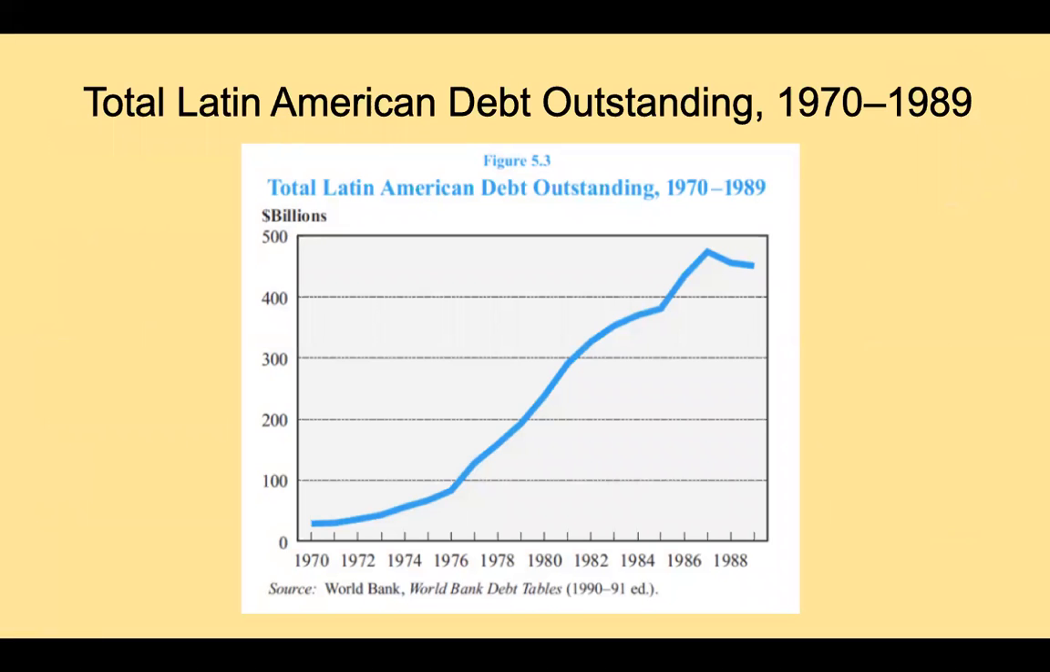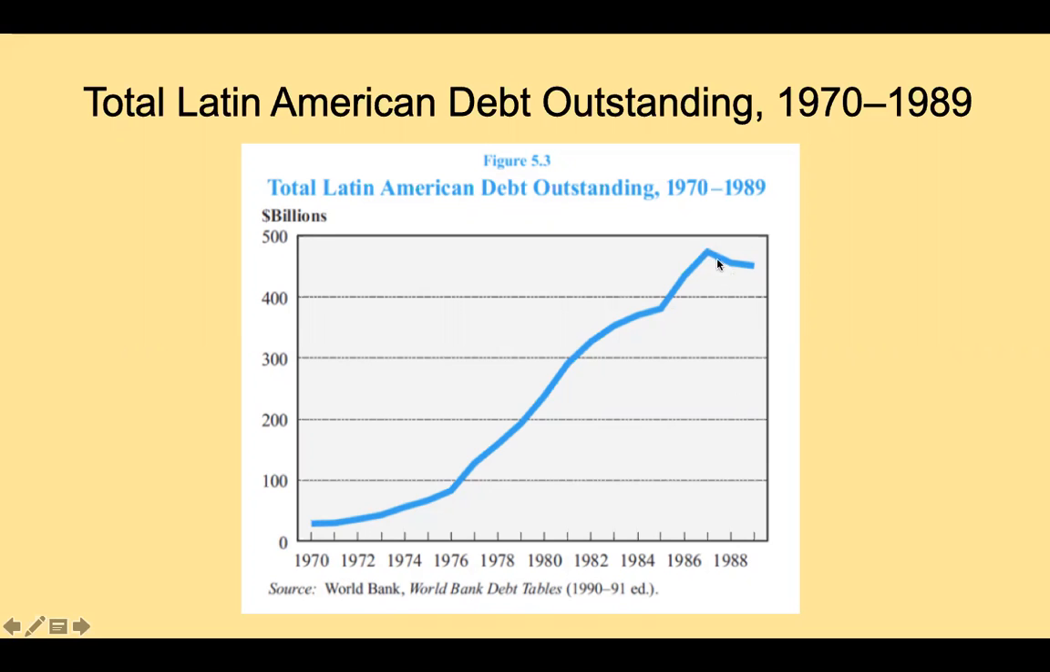So one way of looking at the debt crisis and the growth in the debt held by Latin American countries is to just look at their outstanding debt, that is foreign debt, in billions. And at the beginning of the 1970s, they were still relatively in the clear, but by 1986 and 87, the debt crisis had reached its peak and Latin American countries had almost $500 billion in foreign debt.